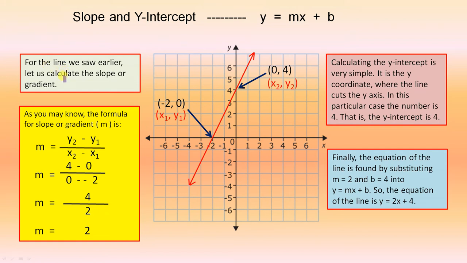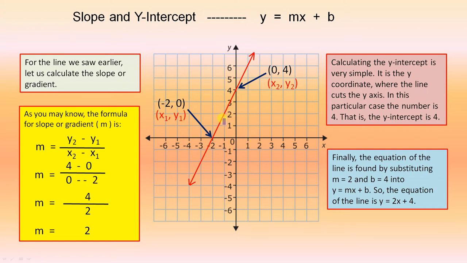For the line we saw earlier, let us calculate the slope or gradient. All we need to calculate the slope of this line is 2 points through which the line goes. It goes through (-2, 0) and it goes through (0, 4). So the slope is the difference of the y values over the difference of the x values. (x1, y1) is (-2, 0) and (x2, y2) is (0, 4). So m equals (4 minus 0) over (0 minus -2), which is 4 over 2, which is 2.